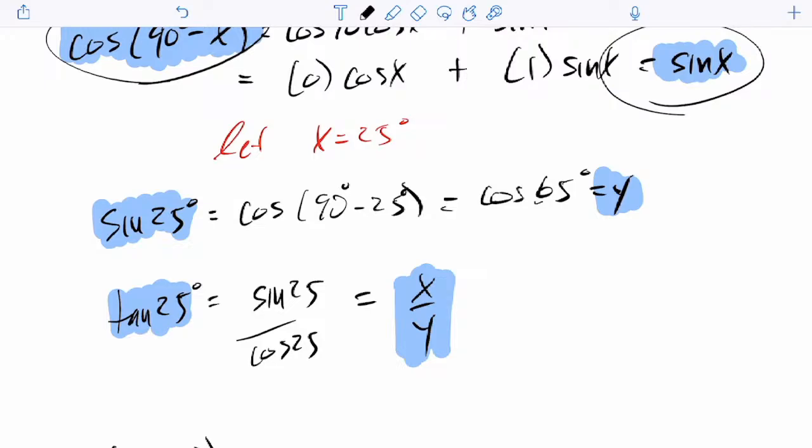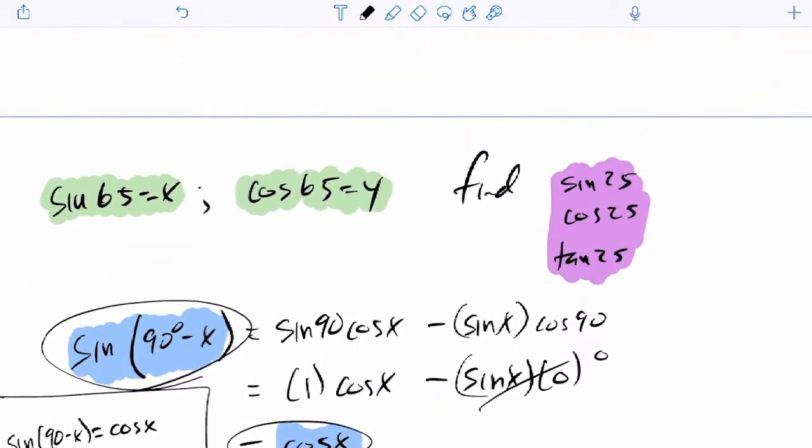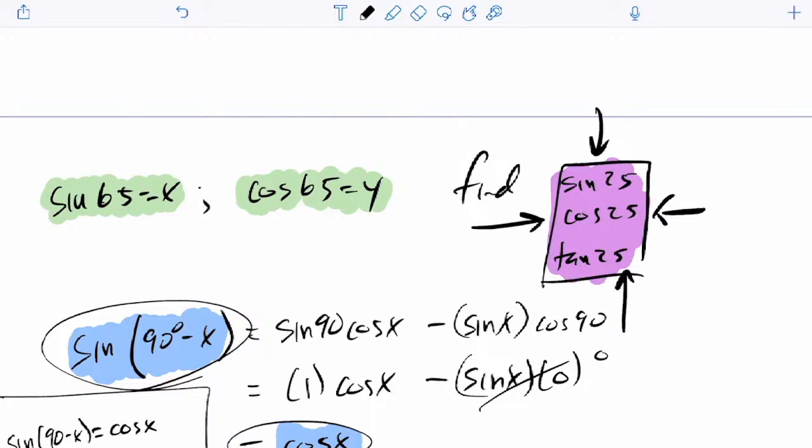Oh, why did I choose 25? Because the question asked for 25 right here. The original question is asking me to find the sine of 25, cos of 25, and tan of 25. So that's how I knew. The question itself was asking for the sine of 25.